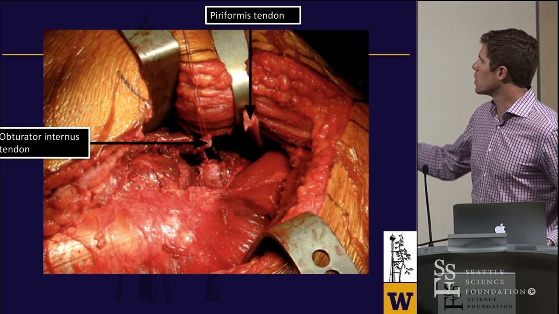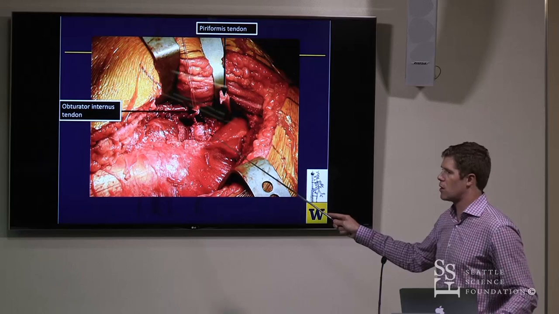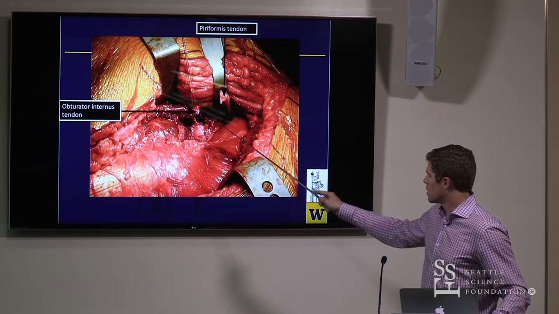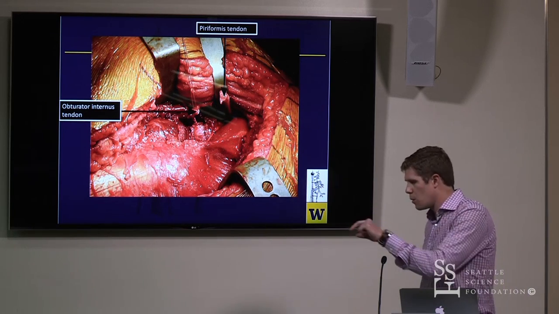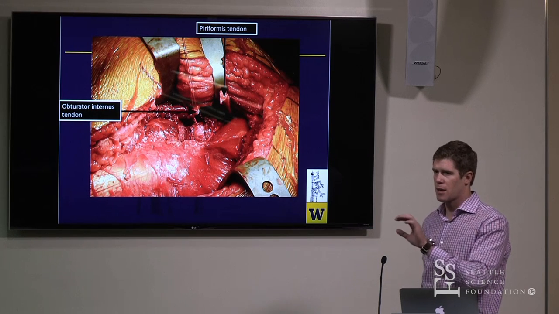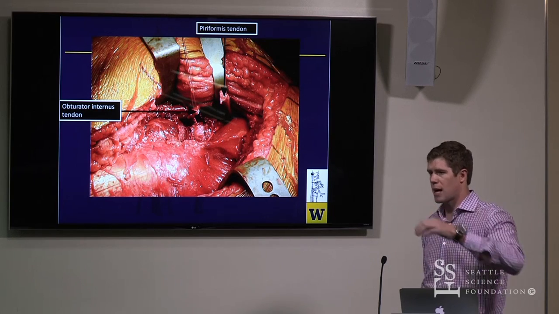So it's important to really take your time at this step to identify piriformis, to identify nerve, and obturator internus. Once you've tenotomized this and retracted up, you can follow back the obturator internus tendon all the way into the lesser sciatic notch. Once you're into the lesser sciatic notch, you know you have the nerve protected, you can put a retractor in there.